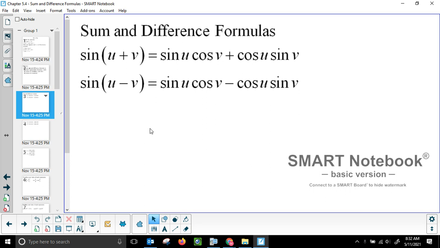All right. So here are the sum and difference formulas for sine. If we have sine of u plus v, that is equal to sine of u times cosine of v plus cosine of u sine of v. The difference formulas are very similar. Sine of u minus v is equal to sine of u cosine v minus cosine of u sine of v.